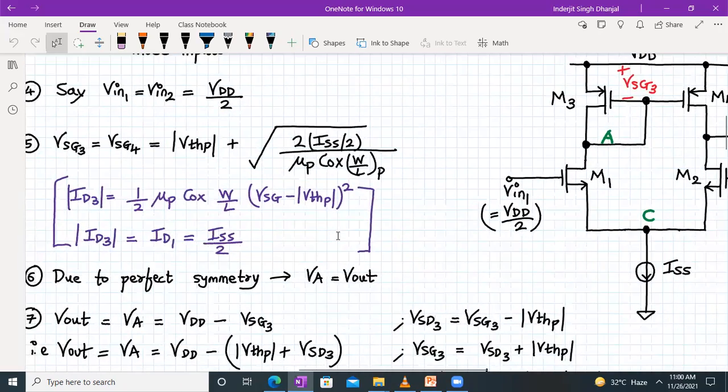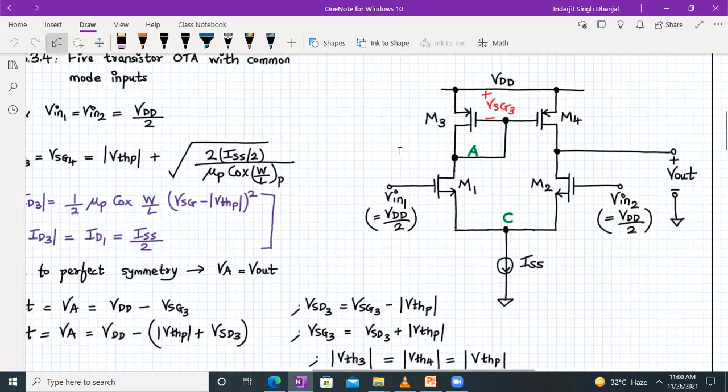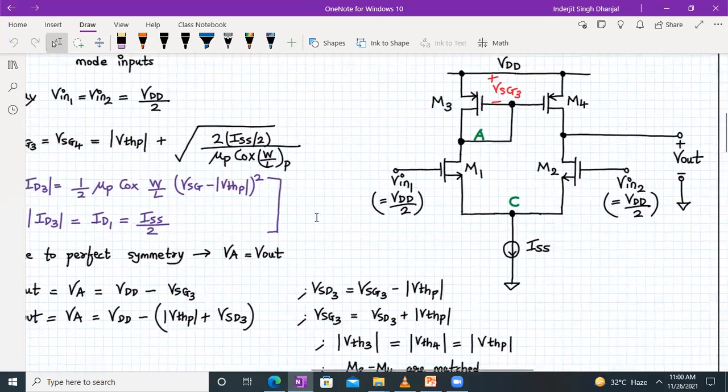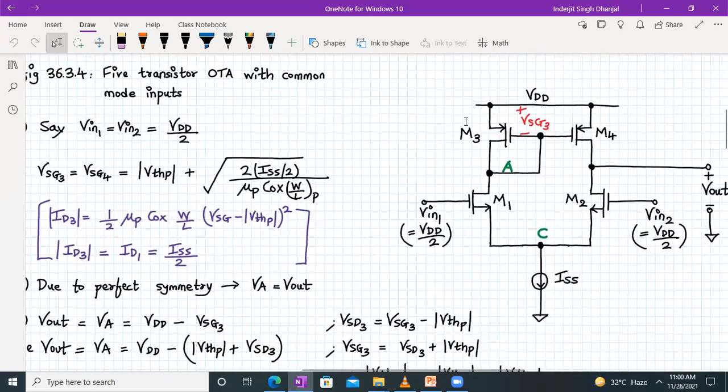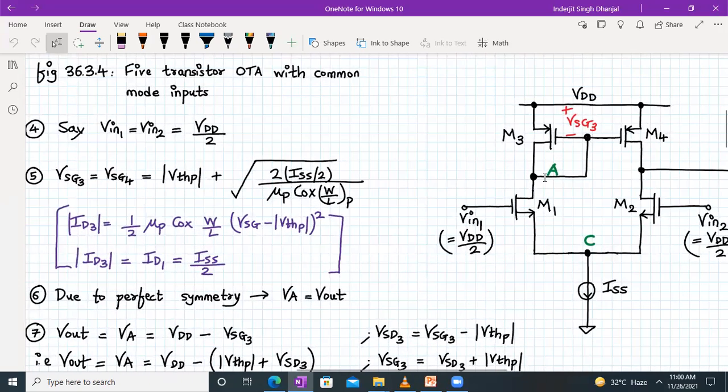Now, due to perfect symmetry, since we have made sure that all the transistors are matched, all the NMOS transistors are matched and all the PMOS transistors are matched, we can say that the voltage at node A, VA, and V out is same. So V out is equal to VA. And what is your VA voltage basically? Your VA voltage is nothing but the drain voltage of your M3 transistor.